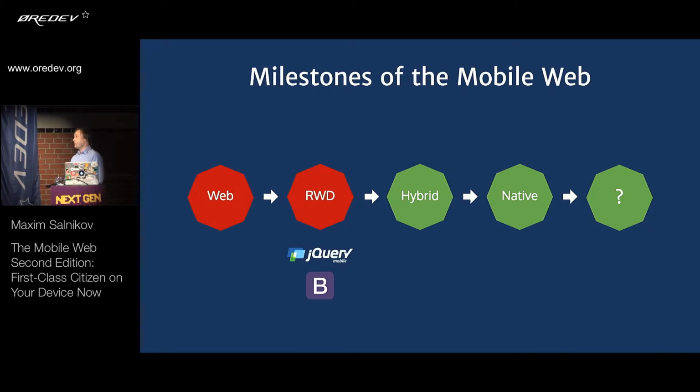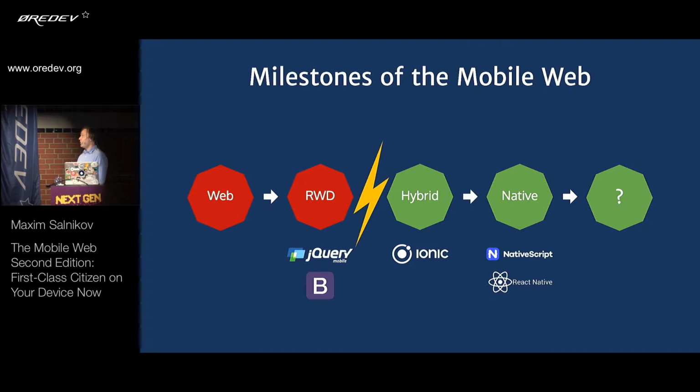Let's call some names from these milestones. jQuery Mobile version, Bootstrap, the well-known UI framework, which is mobile first, starting from version 3, for responsive web design. For hybrid, I believe the Ionic framework is the most well-known one. For native, most likely you heard these two names, at least, NativeScript and React Native.